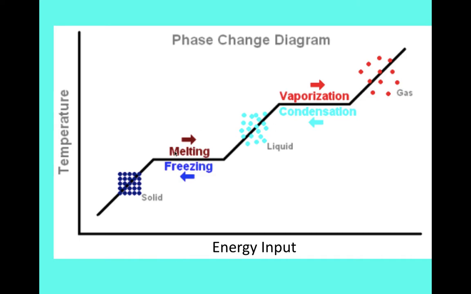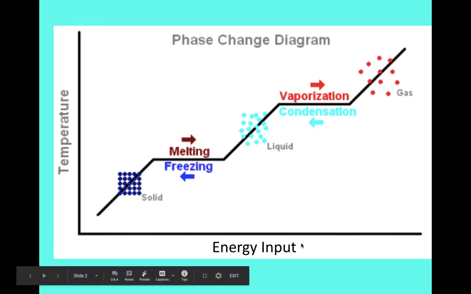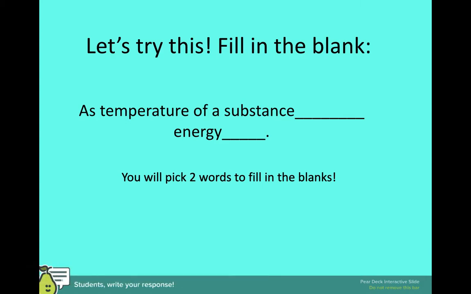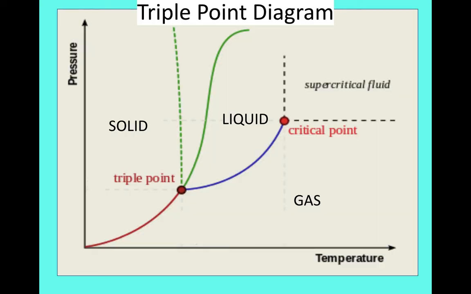So we have melting and freezing depending if you're adding temperature and energy or taking it away between a solid and a liquid. And we have vaporization and condensation between a liquid and a gas, depending whether you're adding energy and temperature. So let's try and fill in this blank. As temperature of a substance blank, energy blank. So as temperature of a substance increases, energy also increases.